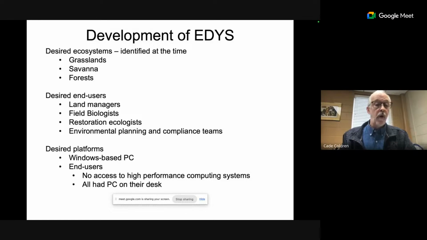But what they do have are PCs sitting on their desk in their office. And so what we wanted was to make sure that we could reach those end users, run EDYS on a Windows-based PC. And at the time, there weren't that many Apple computers out there. And so that was our desired platform, was Windows.